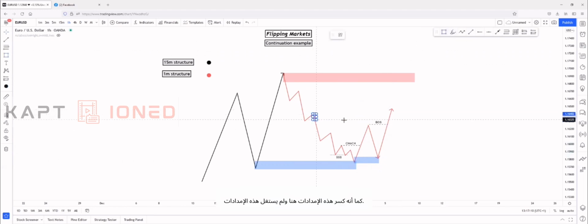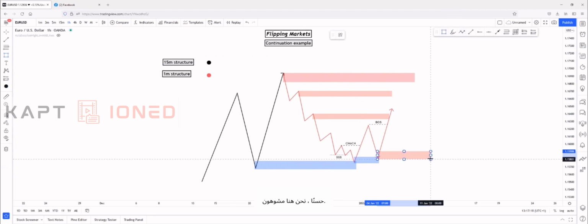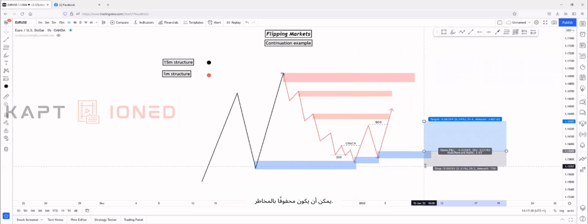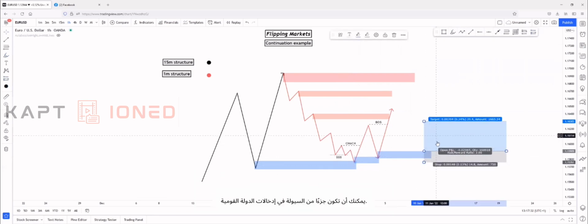It also broke this supply zone here and didn't tap into this supply zone. So this means a new demand zone right here will be formed. So you have this demand zone right here. Okay. In this case, I wouldn't set a limit order on this demand zone, because it could be risky. It could be part of the liquidity.